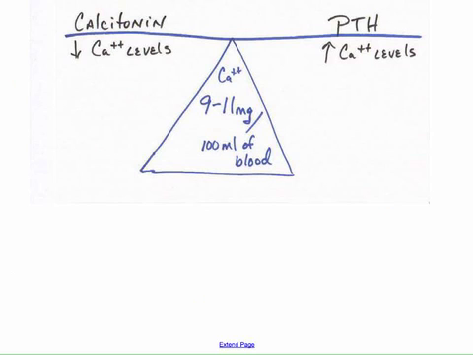So just to kind of review this negative feedback mechanism, I should have about 9 to 11 milligrams per 100 milliliters of blood circulating. If I need to decrease my levels of calcium in the blood, calcitonin will be released, and that will bring my amount of calcium back in the blood because I'm taking calcium out. If I need to increase my levels of calcium in the blood, PTH will be released and I'll break down some bone.